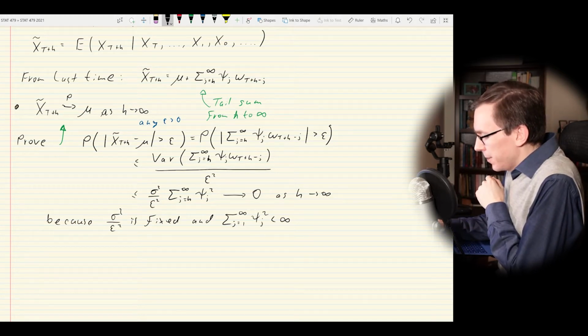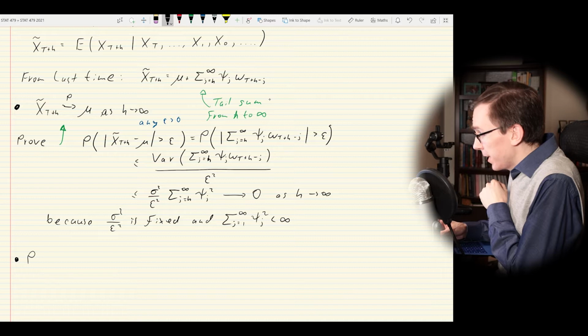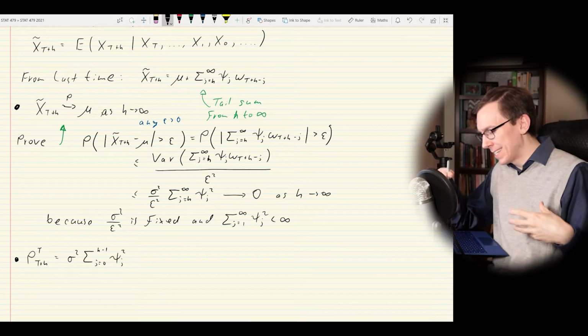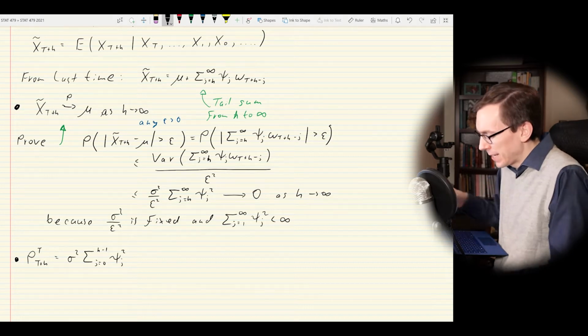So this is bullet point statement 1. And the other bulleted statement is that our mean squared prediction error, t plus h given t, is equal to sigma squared times the sum, j from 0 to h minus 1 of psi j squared. So it's kind of like the opposite sum, right? The sum we had in the proof is from h to infinity. This one is j from 0 to h minus 1.